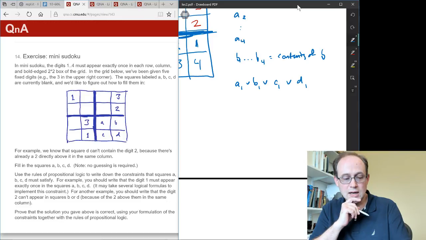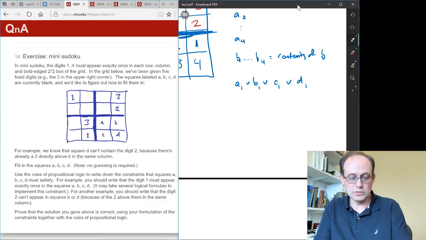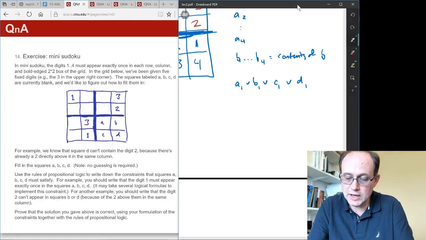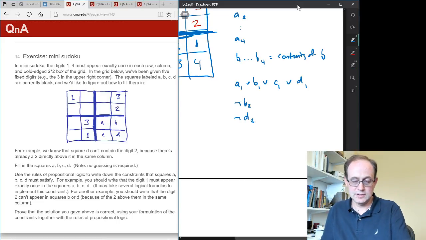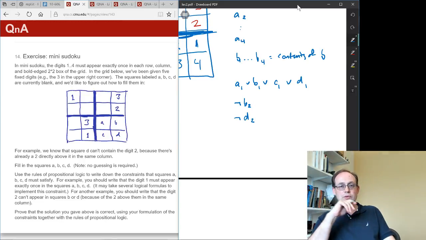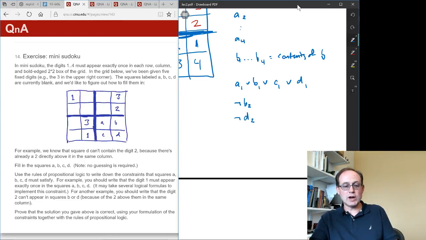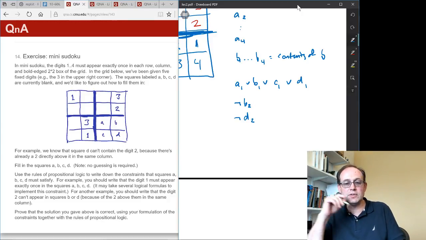Same thing. You could check, for example, that here's a digit 2, so there can't be a 2 in B or D. So we know not B2, and we know not D2, right? And so you could go through and write out all of the knowledge that you have from the game.